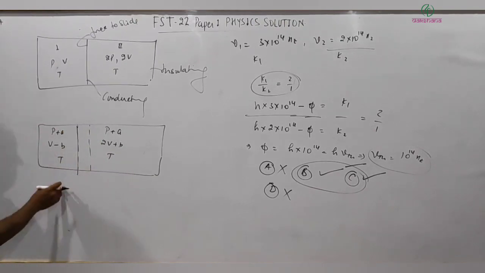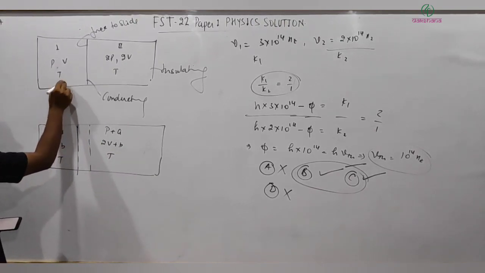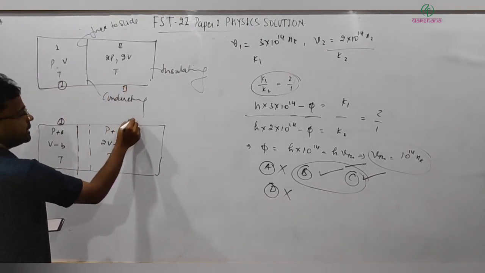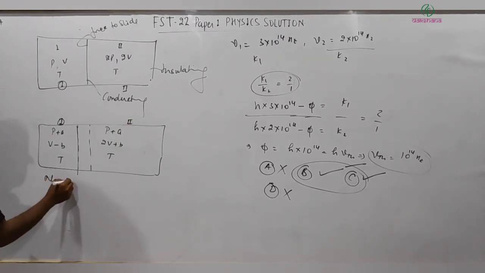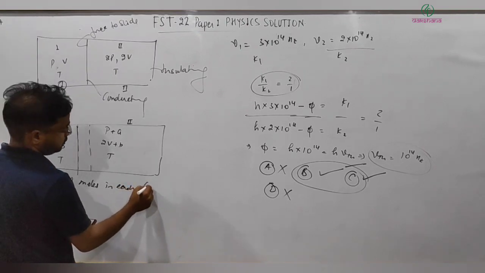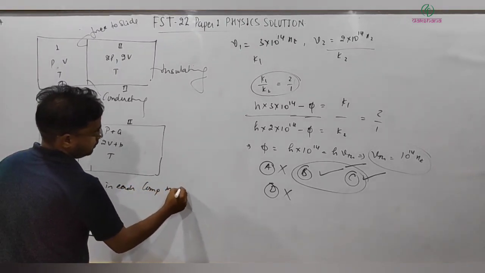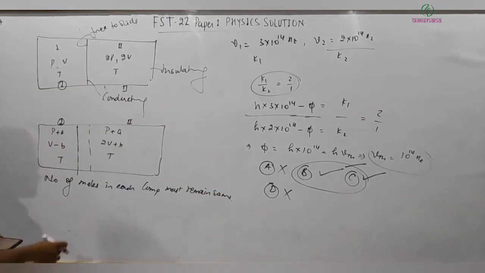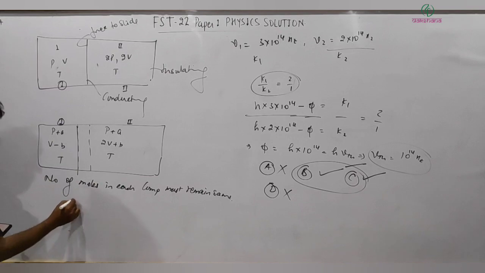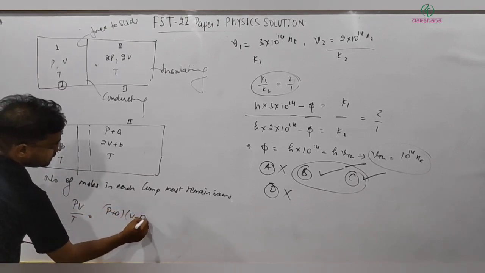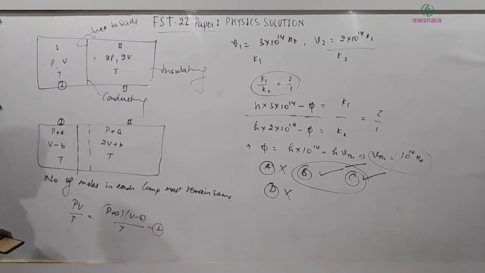Now for compartment 1, initial and final, and similarly compartment 2, the number of moles in each compartment must remain the same, and we can use this relation. PV by T must be equal to (P plus A)(V minus B) divided by T. I get equation 1 for compartment 1.